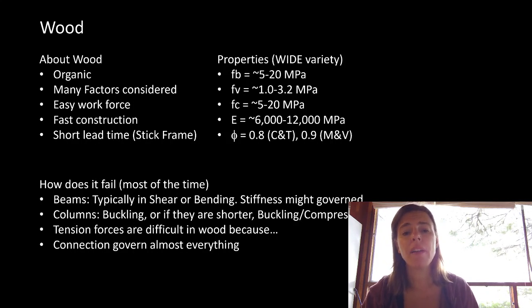Beams tend to fail in shear or bending for wood. Stiffness might govern, but it's usually pretty close to moment calculations for wood. Columns, again, buckle, but if they're shorter, it might be a combination of buckling and compression.